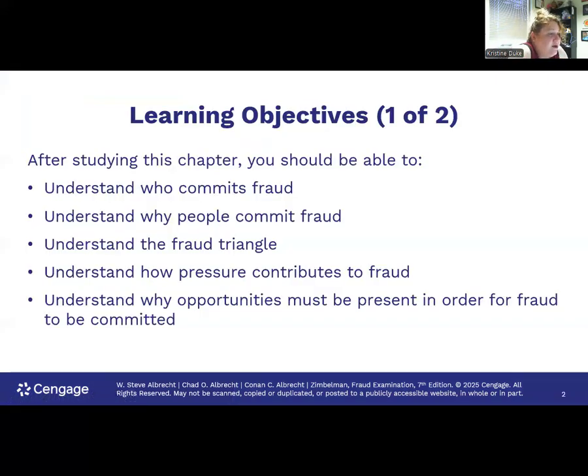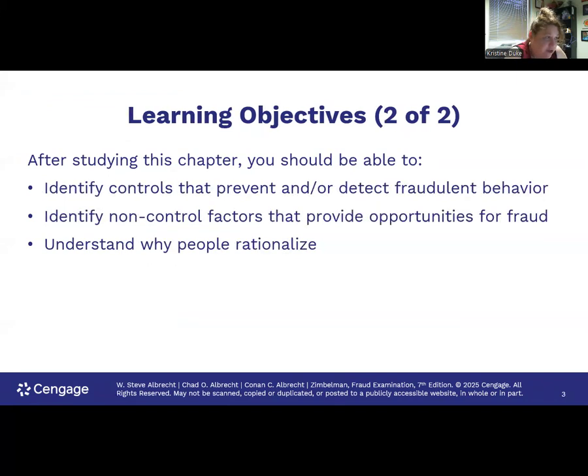Okay, so we should understand who commits fraud and why. Understand the fraud triangle, how pressure contributes to fraud, and why opportunities must be present in order for fraud to be committed. You all remember they should have rationalization in here. We should be able to identify controls, identify non-control factors, and understand why people rationalize. There's the rationalization. So the fraud triangle consists of pressure, rationalization, and opportunity.